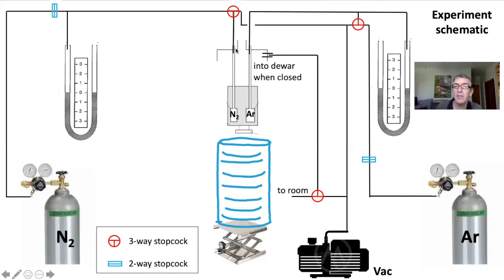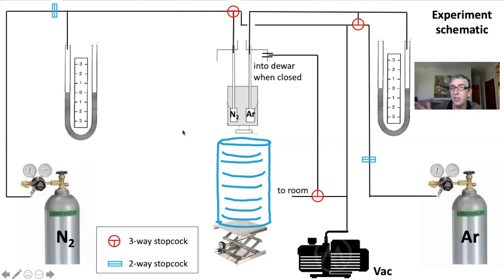Now, this complicated apparatus allows us to do a number of things. We can evacuate the whole system. We can then add the gases to either side, isolated, the nitrogen and the argon side. So that's what all of this does. The red diagrams here are three-way stopcocks, and the blue ones are two-way stopcocks. So you will want to study this to see just how it is.